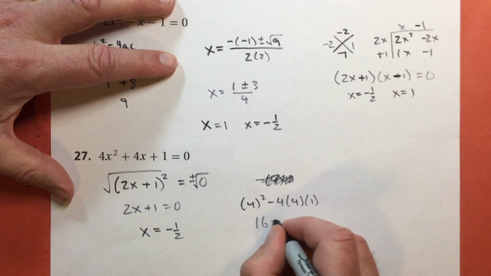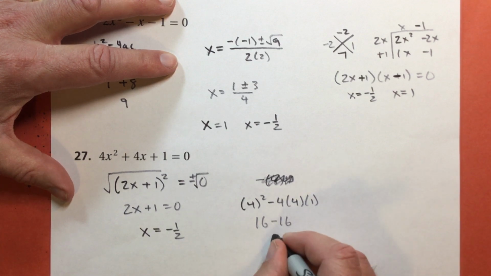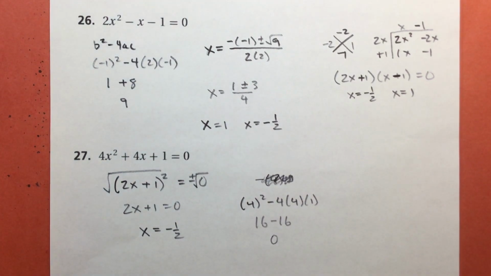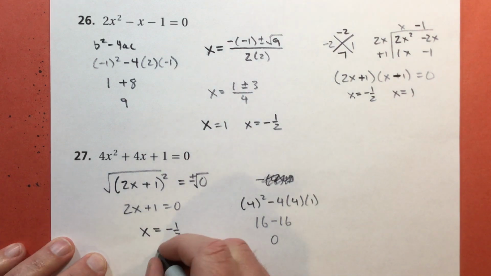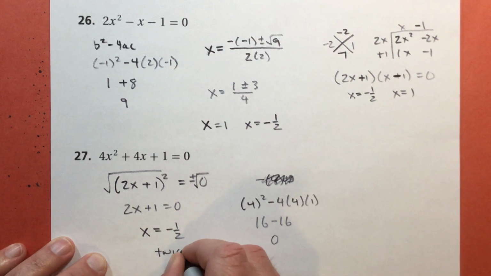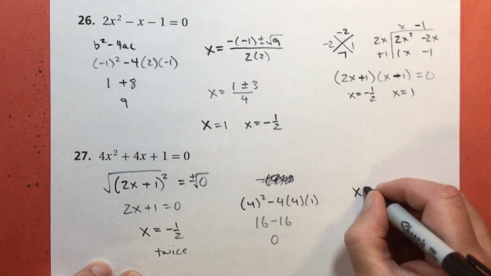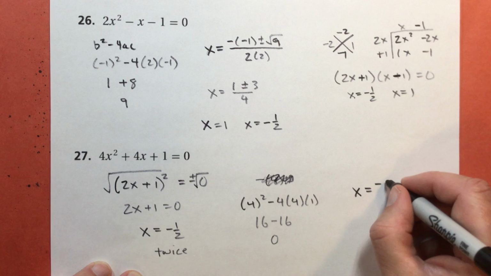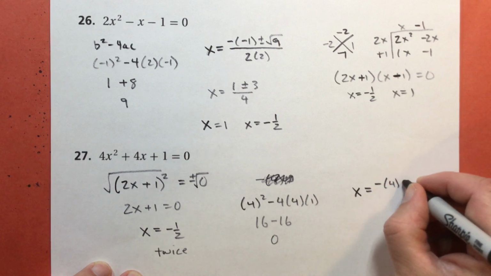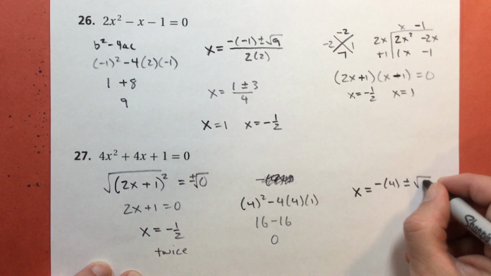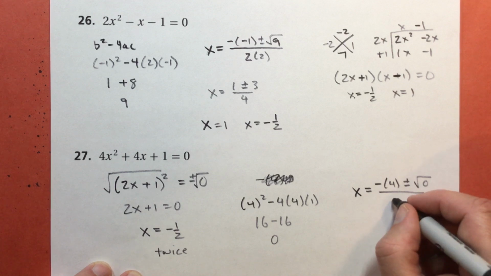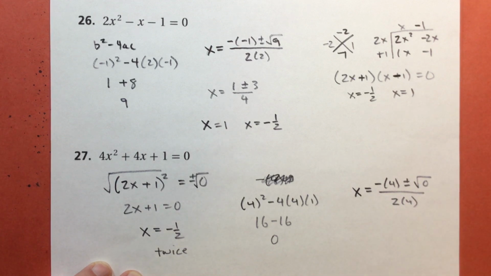That's going to be 16 subtract 16, which equals 0, which tells me that I get only one real solution. But remember, if that happens, I always get 2, so I would get this twice. And my quadratic formula is going to be -4 plus or minus the square root of 0 all over 2 times 4.